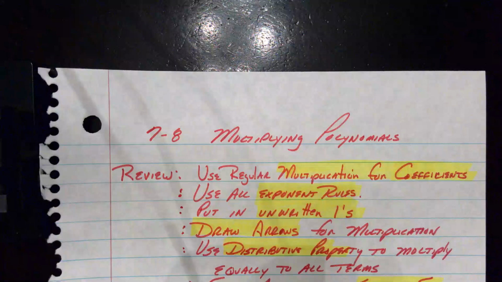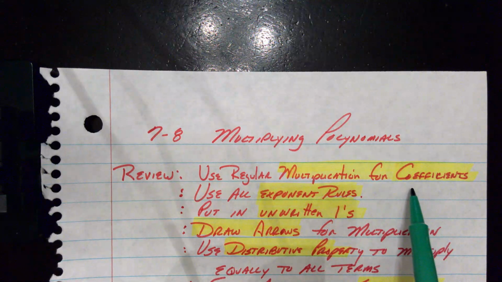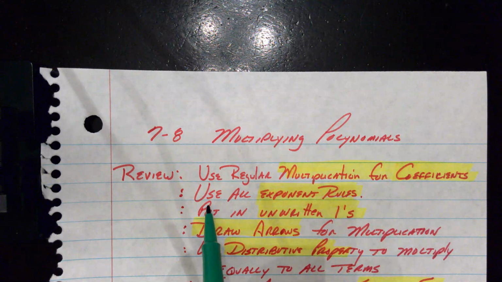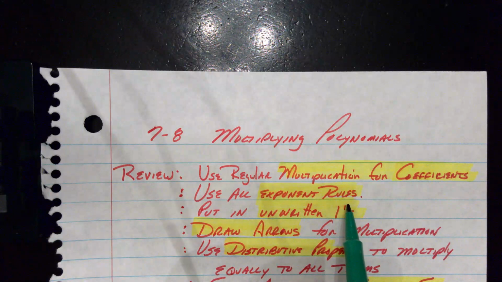We're going to talk today about multiplication of polynomials, and this is going to take into account a lot of things that we've already done. I just want to quickly review those. We're going to use regular multiplication for the coefficients and use all of our exponent rules that we've been working on the last 2 or 3 days.